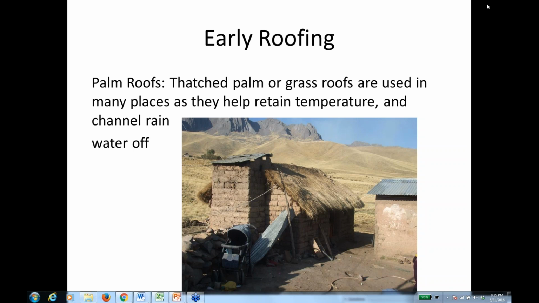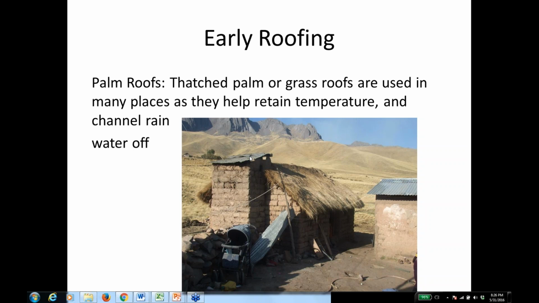Early roofing systems. This is a picture taken in a Peruvian highland community. This is one of the communities where I actually worked and did my graduate research. You can see here their house is made of adobe blocks. That's a traditional building material there. People make their own adobe bricks. They mix the adobe, put it into block formations, and leave it out in the sun, and it hardens. Then after they've made enough of these bricks, they get together in one of these community building events, and they all build the individual's house by stacking up these bricks.